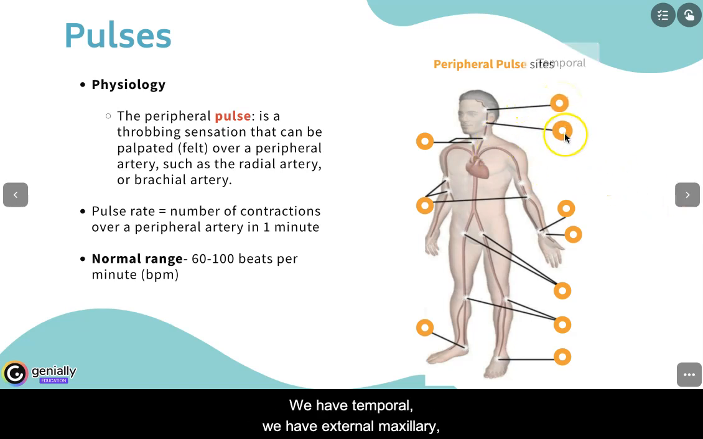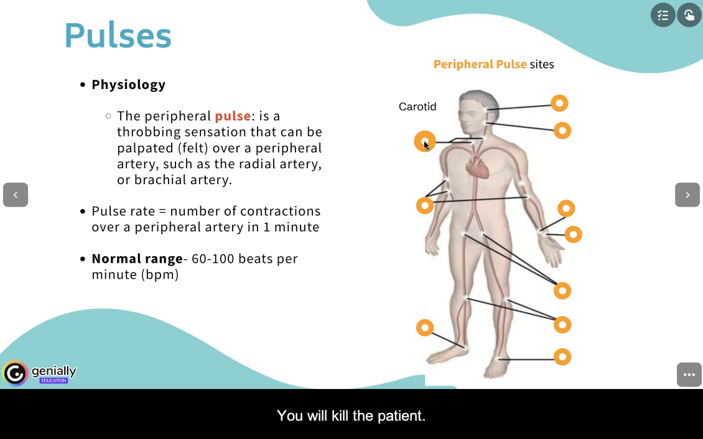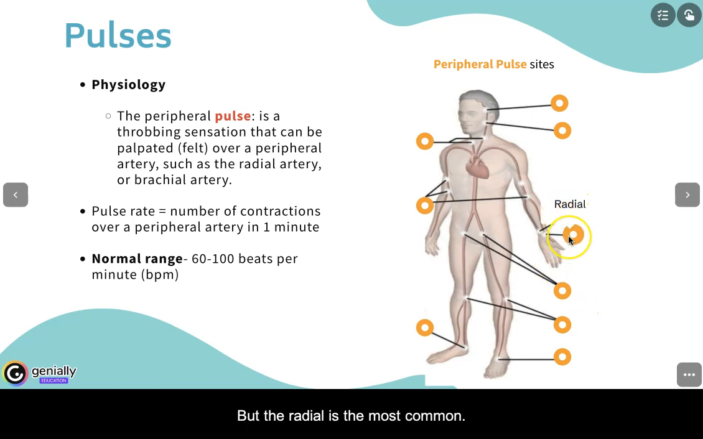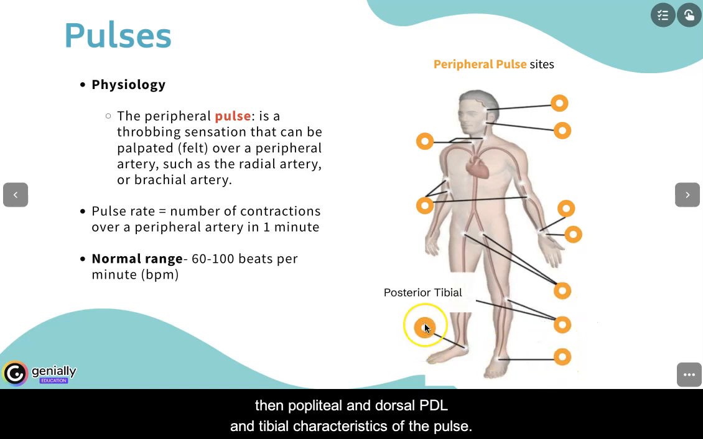These are the different sites. We have temporal, external maxillary, and carotid. One thing to remember if you're checking the carotid pulse: please don't check both of them at the same time. You will kill the patient. Always do one at a time. Then we have the brachial, the radial, and the ulnar, but the radial is the most common. Then we have the femoral arteries, then popliteal, dorsalis pedis, and tibial.